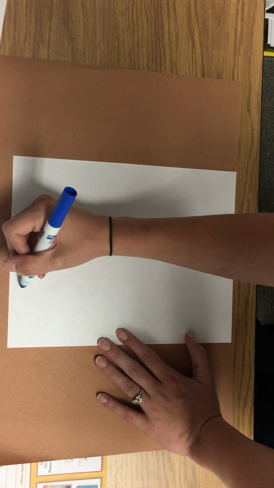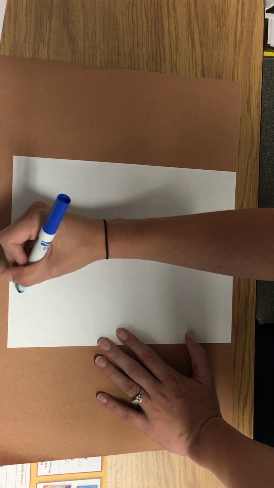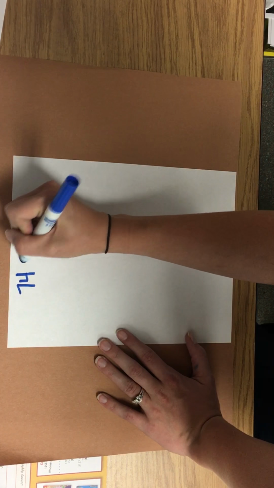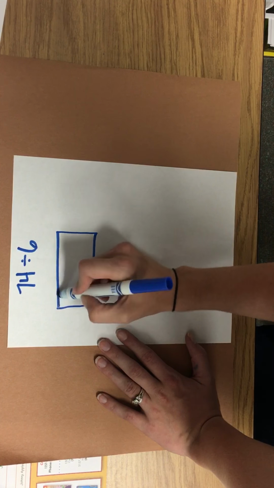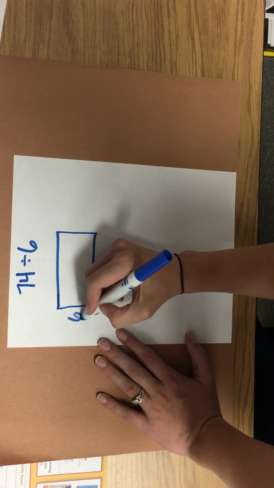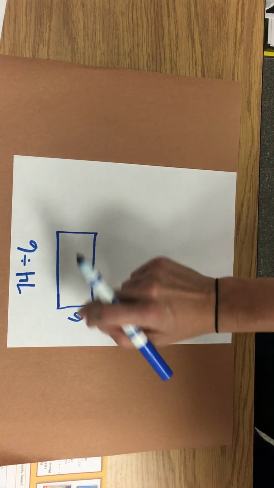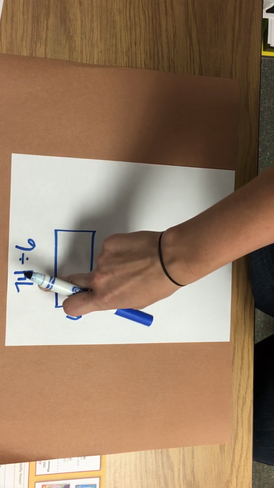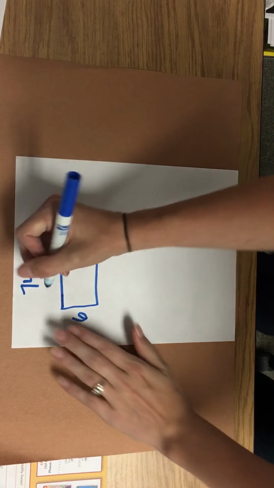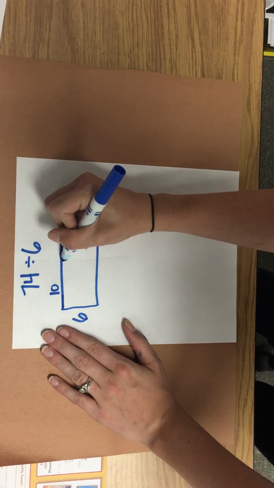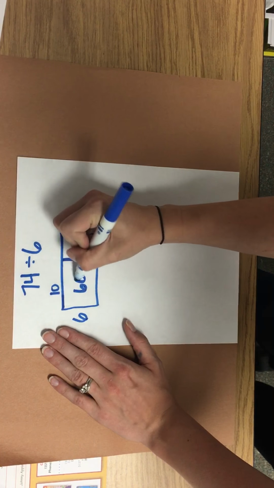So first, we're going to start with a problem like 74 divided by 6. And really all the kids are going to get is a box. The divisor always goes on the left. And now I'm thinking of how I can break 74 into numbers that are easy to find factors with 6. So I know that 6 times 10 is 60, and that gives me a bulk of my 74.